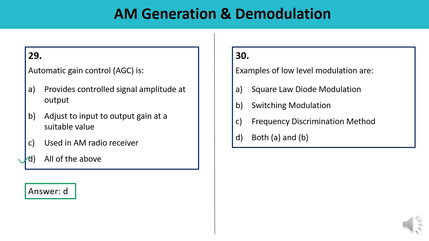Question number 30. Examples of low level modulations are. Options are square law diode modulation, switching modulation, frequency discrimination methods. Try to recall the low level modulation examples are square law diode modulation and switching modulation. It means both A and B are correct. Answer is D.